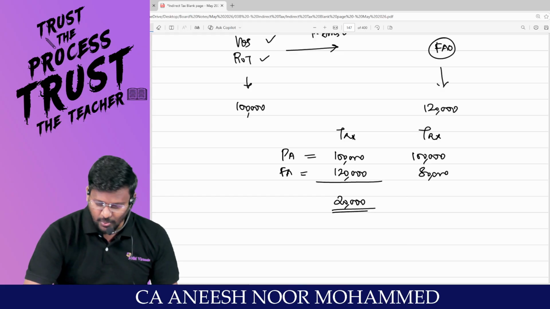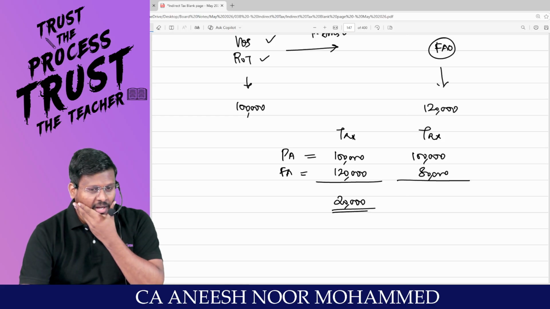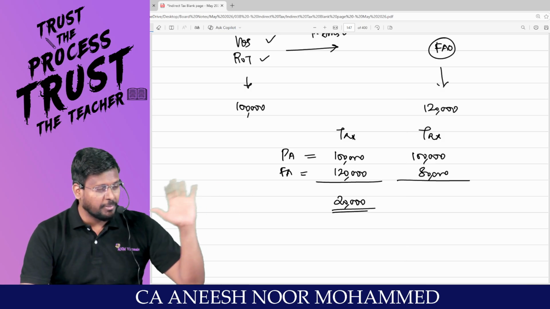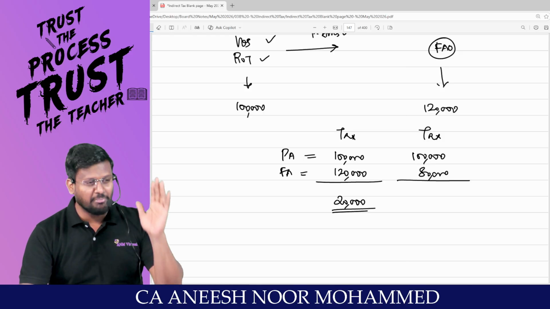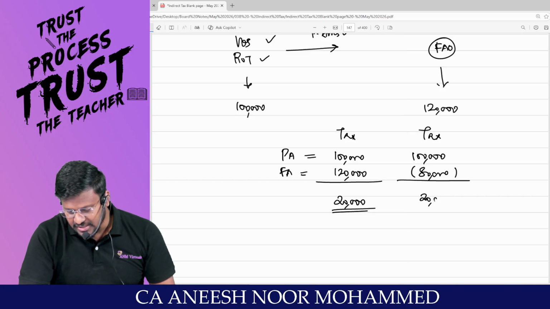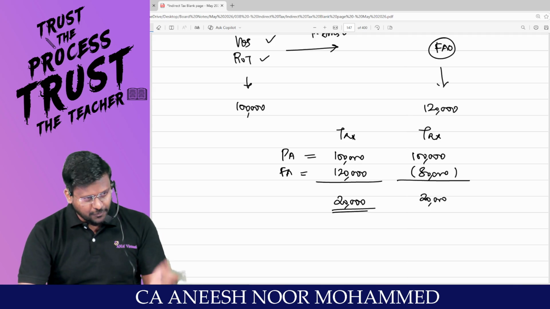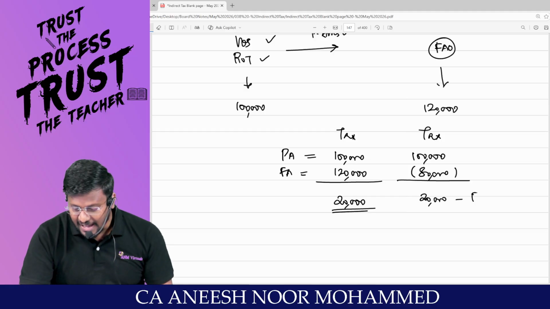My dear lovable students, this is what the scenario is all about. The tax payable as per the provisional assessment is 1 lakh. But finally, he will be finalizing the final assessment within a reasonable time. He confirmed that it is 80,000. That means, sir, 20,000 extra I paid to the department. That means from the department, I am supposed to get this 20,000 as refund.